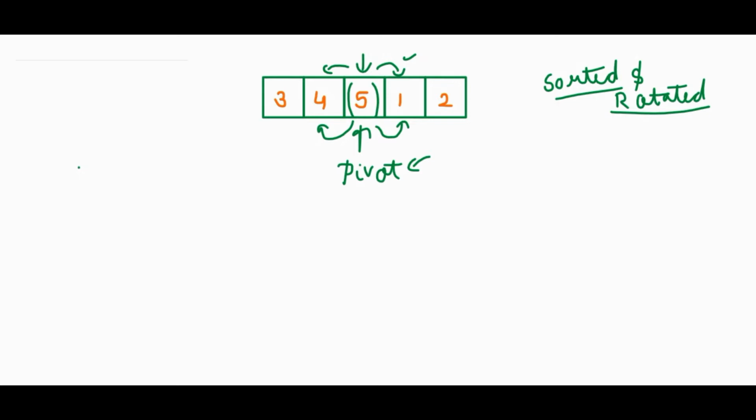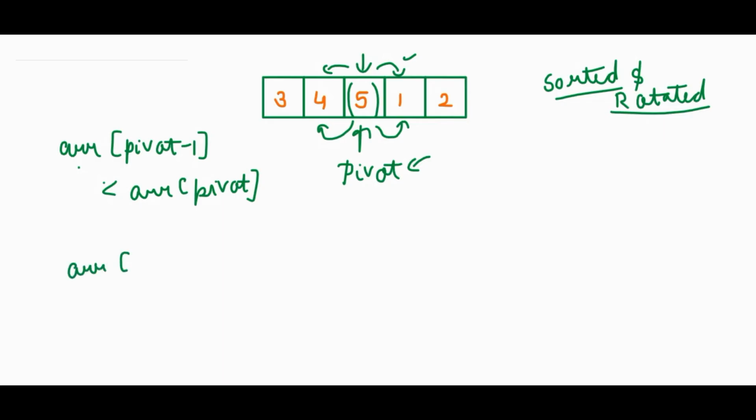So one of the conditions of the pivot is that array of pivot minus 1 should be less than array of pivot, and also one more condition: array of pivot plus 1, which is 1, should be less than array of pivot, right?